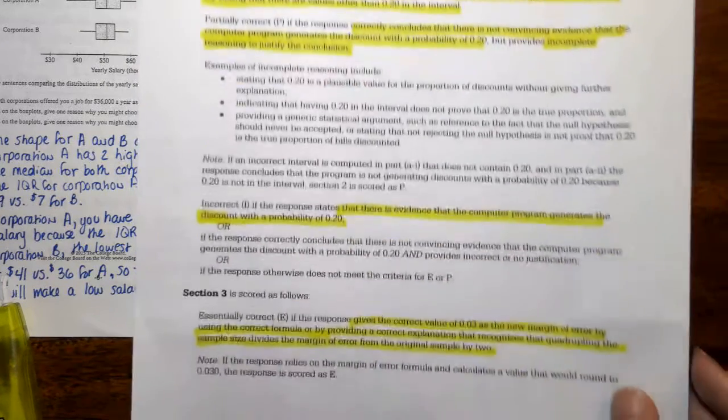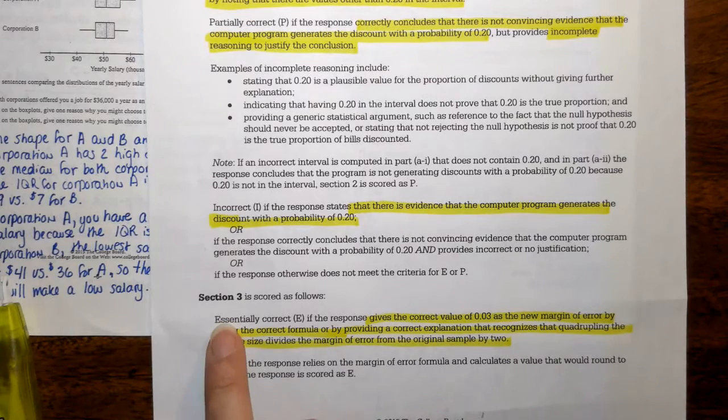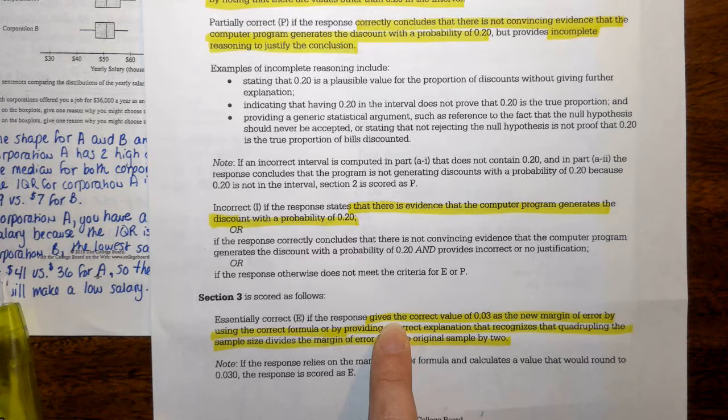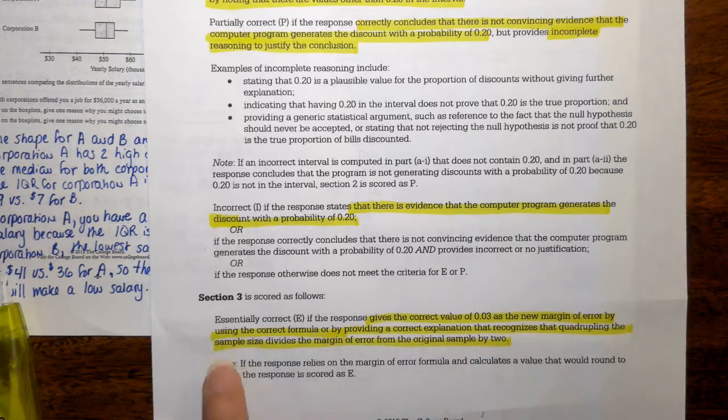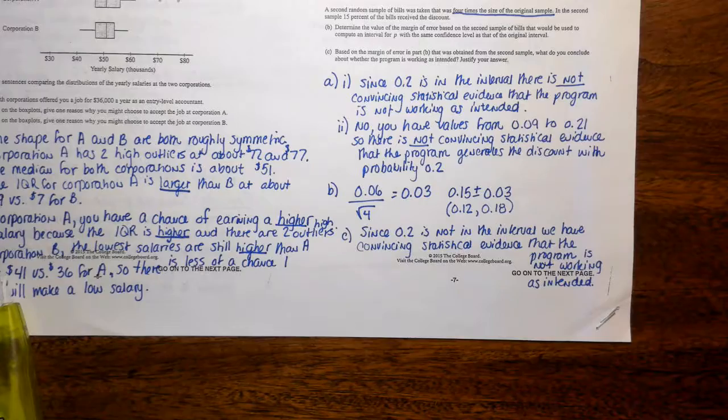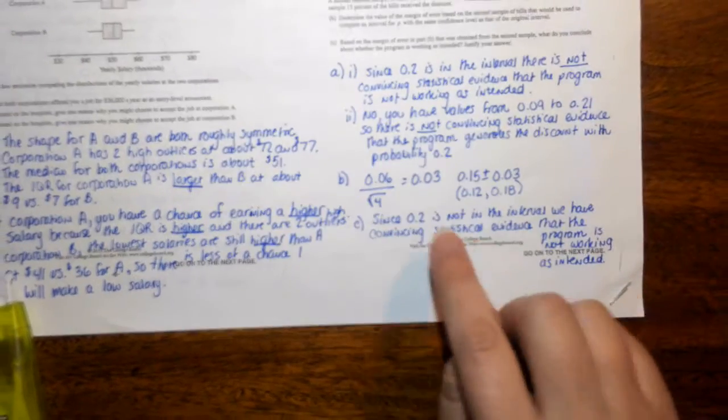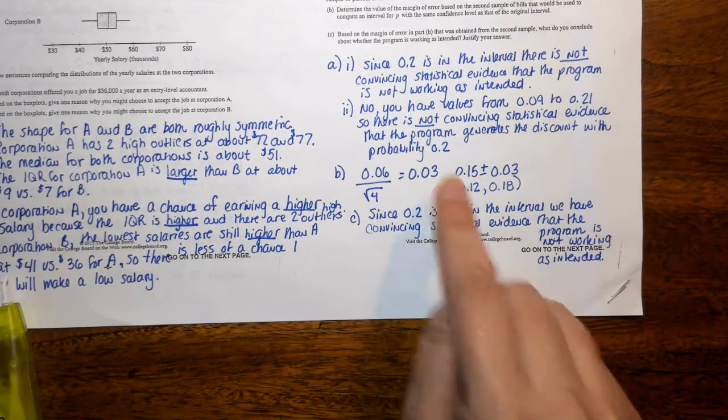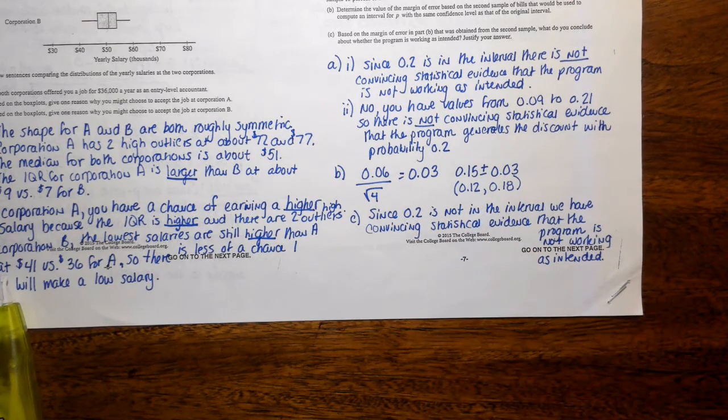It's just wrong. Okay. And then section 3 said you get an E if you give the correct value of 0.03 as the new margin of error by using the correct formula, or saying that quadrupling the sample size divides the margin of error from the original sample by 2. We've done that a few times lately even. So I have the correct formula and the answer, and I've calculated the interval again.